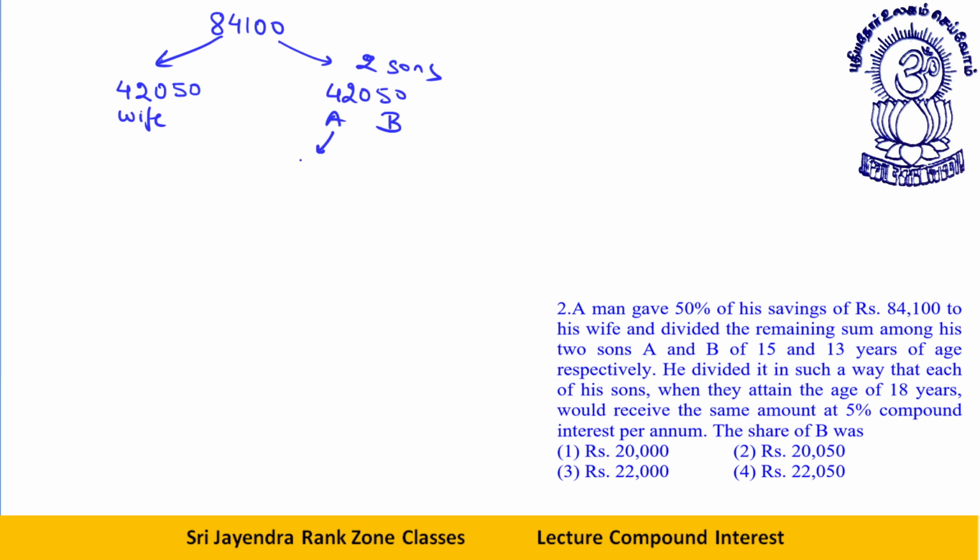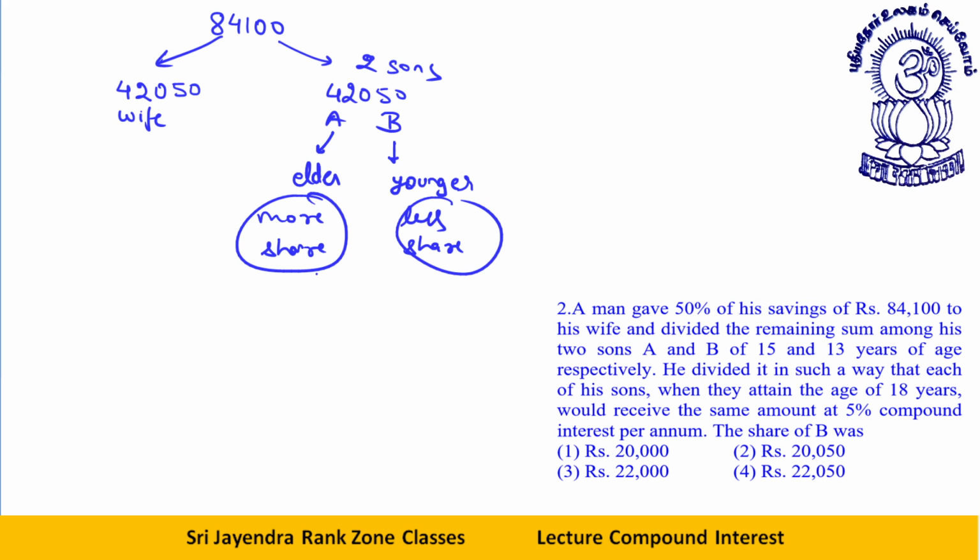Now, since A is elder and B is younger, A's share will be more and B's share will be less. So the amount A will get will be more than 42050 divided by 2, that is 21025. How many options are there which are more than 21025?